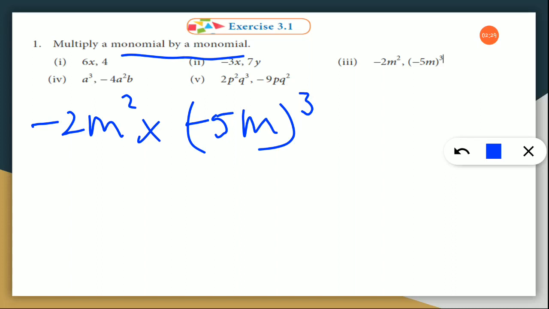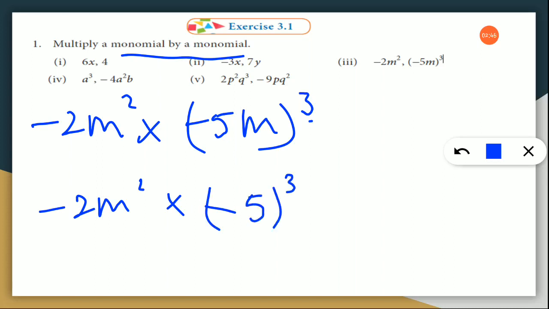How will you multiply? Here minus 2m square is given. But here it is minus 5m, the whole to the power 3. So this 3 belongs to both the 5 and the m. So what do we have to do? Minus 5 power 3, and then, since it is a multiplication sign, we use this cross here. That is a product sign. And then m power 3. We are giving this 3 to both the values inside.